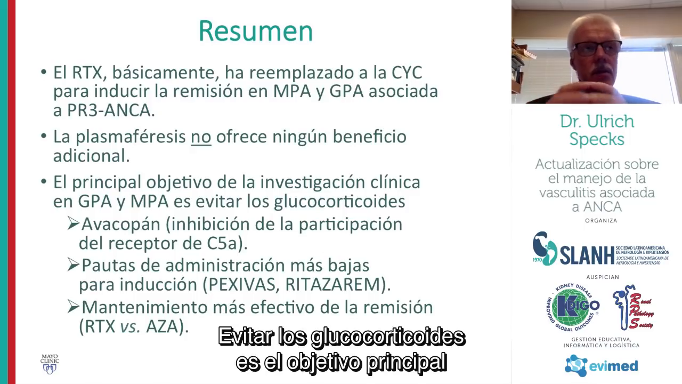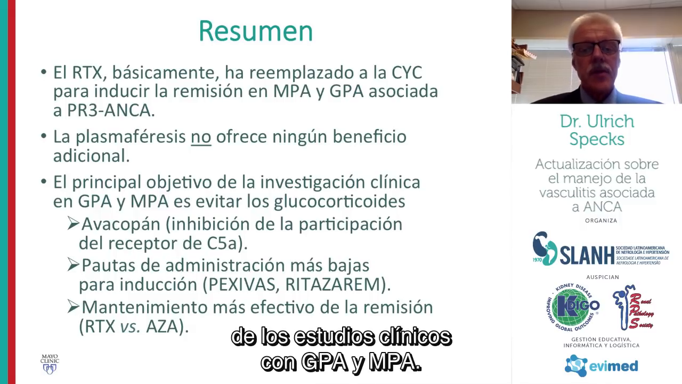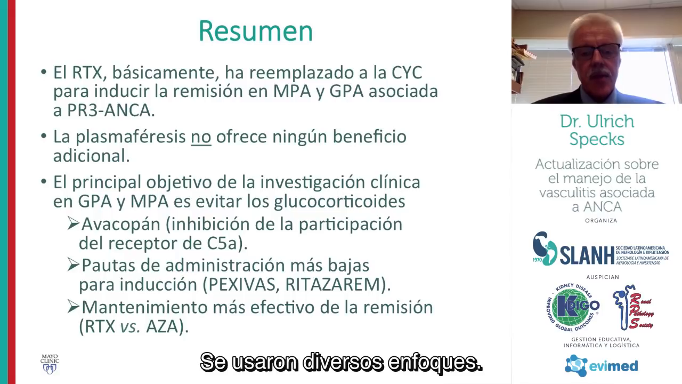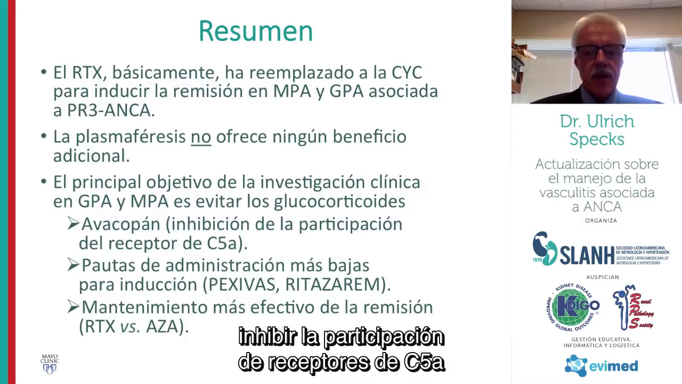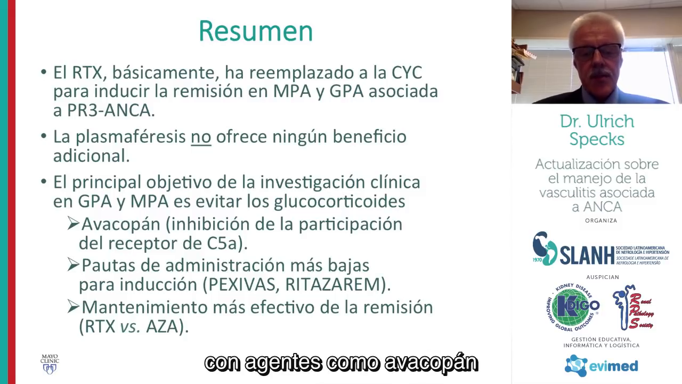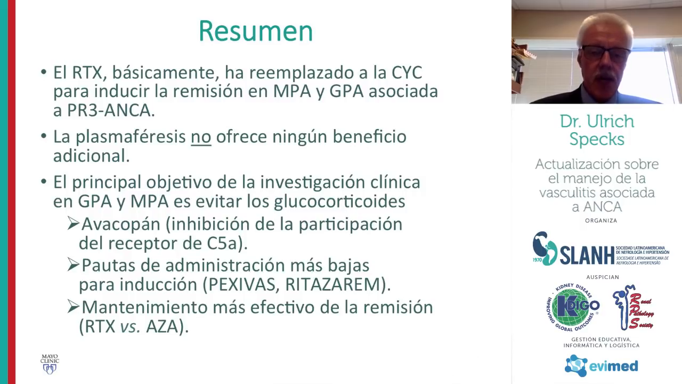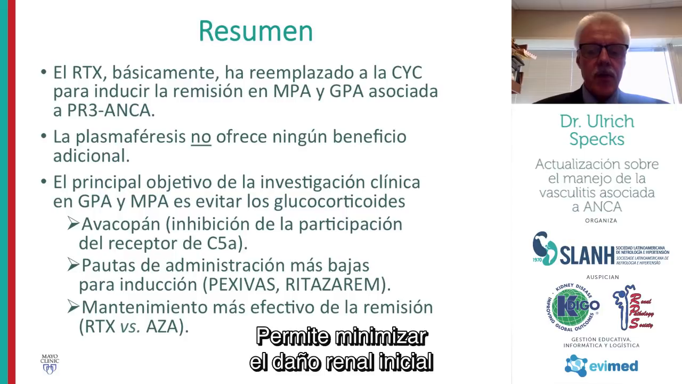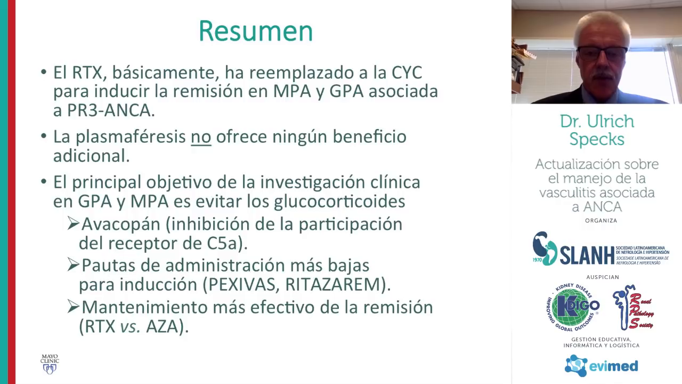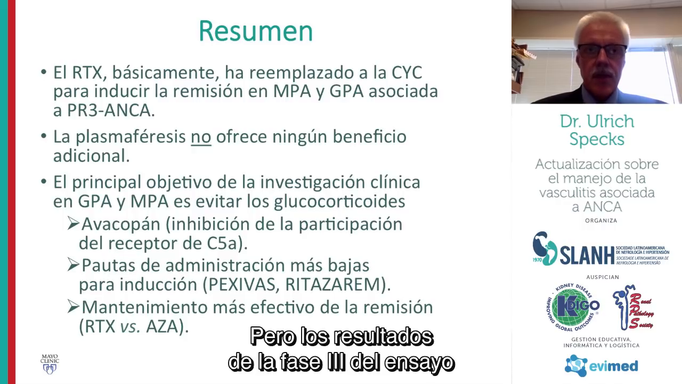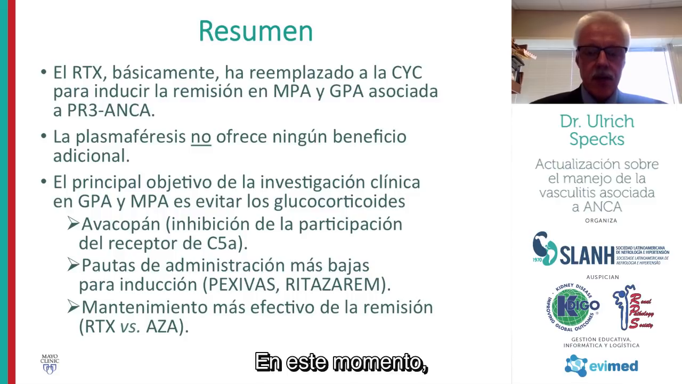Glucocorticoid avoidance is clearly the primary focus of clinical research in GPA and MPA, and several approaches have been taken. For the remission induction in the acute phase of the disease, inhibition of the C5a receptor engagement with agents such as avacopan offers the most promise of being able to minimize early renal damage without substantial doses of glucocorticoids. However, the phase 3 trial results are eagerly awaited, and at the moment, we cannot draw any definitive conclusions yet.